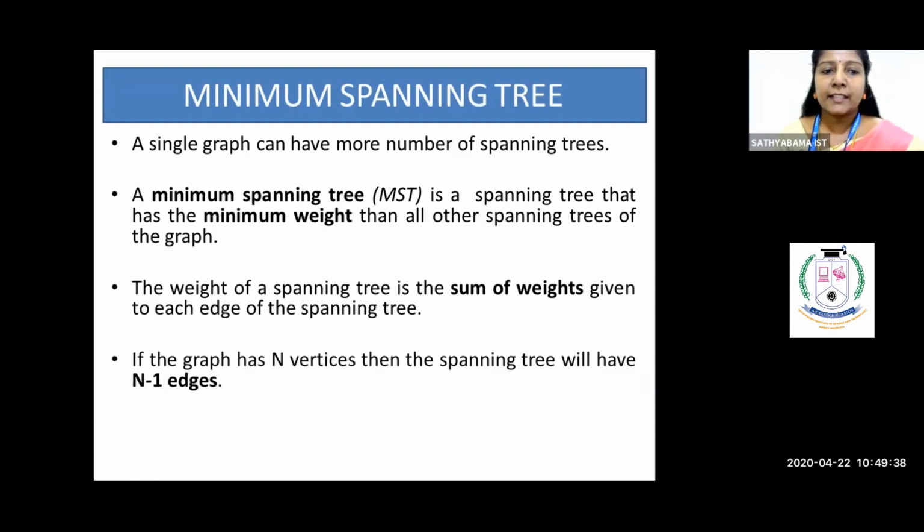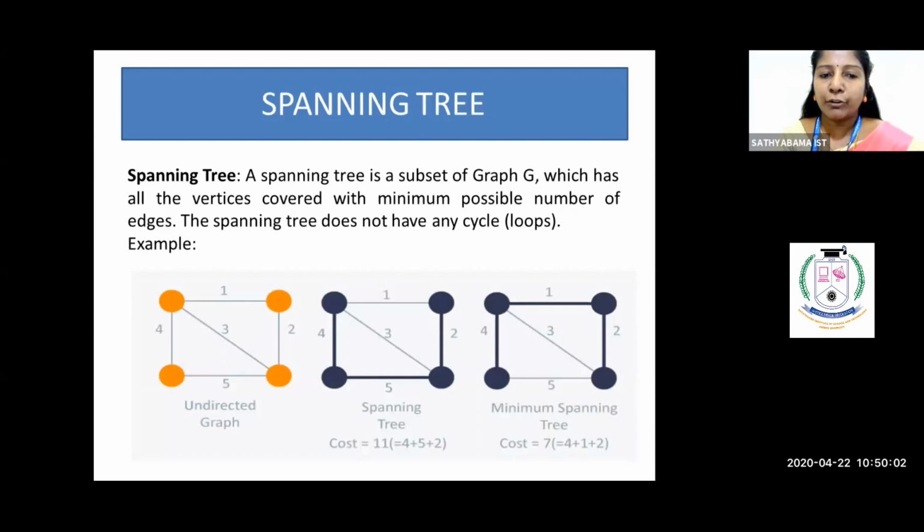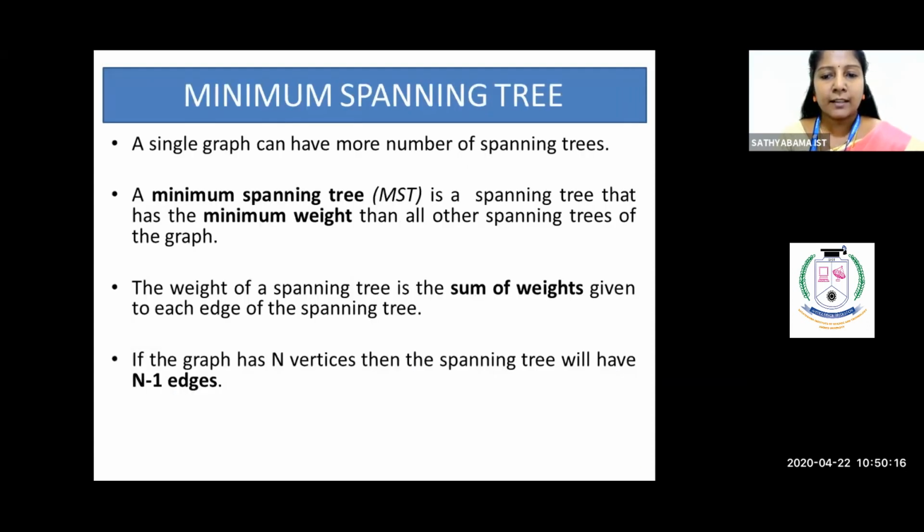It is the spanning tree that has the minimum weight compared to all other spanning trees of the graph. The weight can be calculated by adding the weights given to each edge of the spanning tree. For example, in a graph we have n vertices, which means the spanning tree can have n minus 1 edges. Look at this example. Here we have 4 vertices. So in the spanning tree, how many edges will be there? N minus 1 edges. So here n is equal to 4. 4 minus 1, 3 edges. So in the spanning tree, there will be n minus 1 edges.